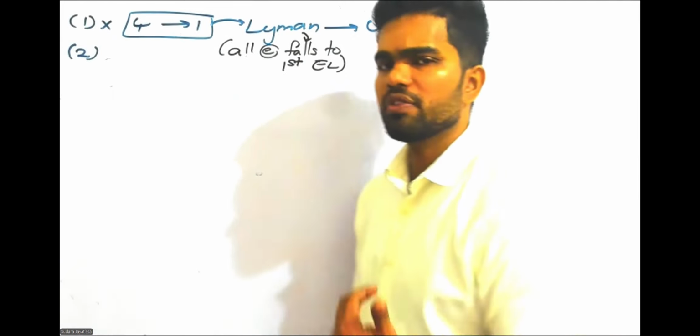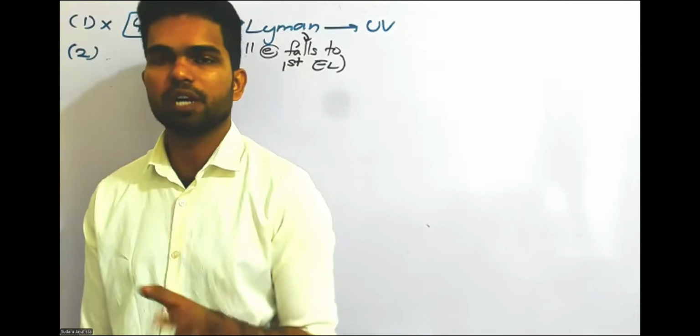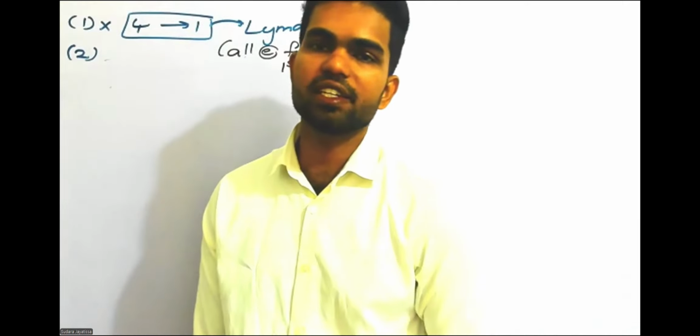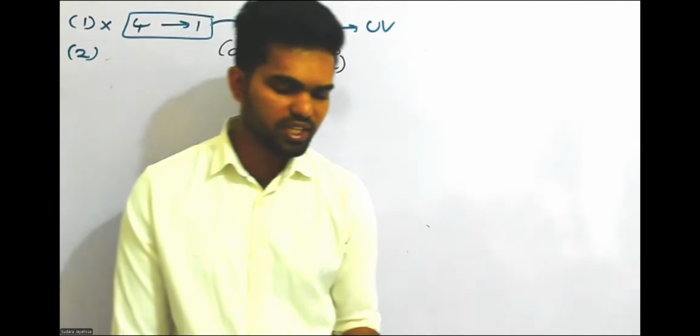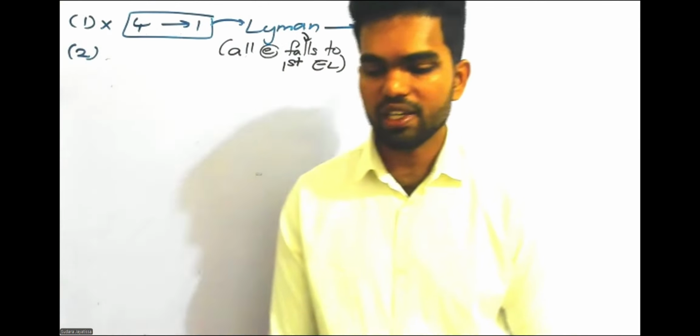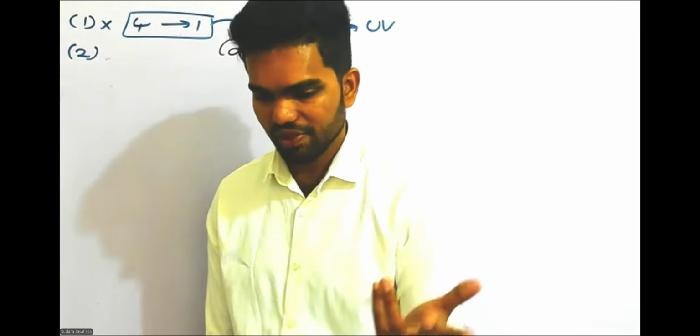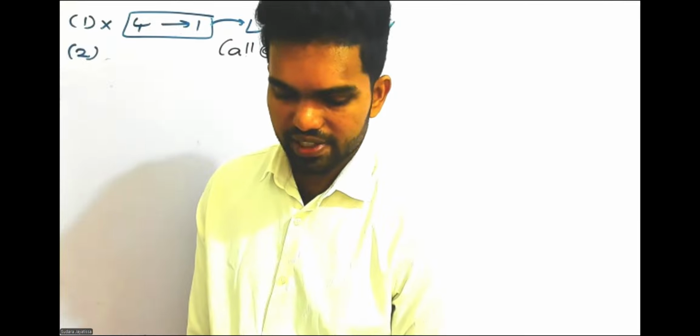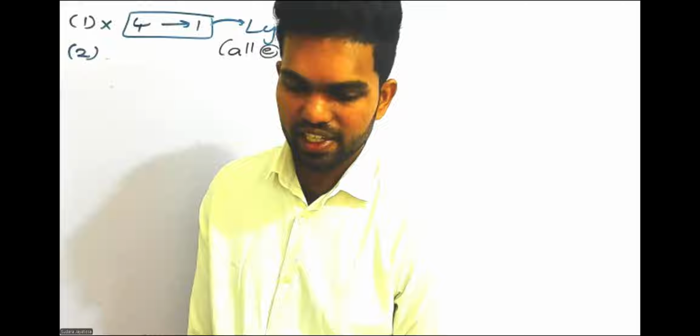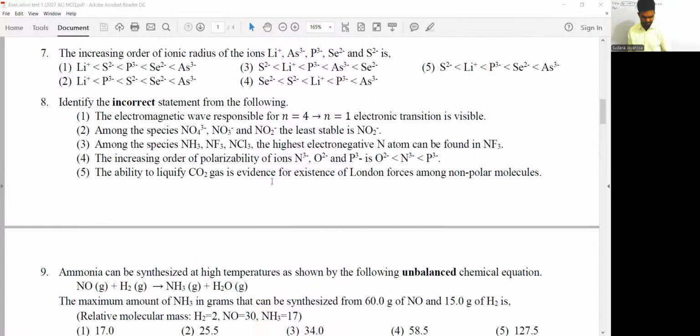So what belongs to the visible region then? Balmer, no? The first 4 Balmer lines are in the visible region. So it's wrong to say it is in the visible region, and this will be our answer. But when we review this question, we will see there is another incorrect statement, the second statement. In this question, there are 2 answers.